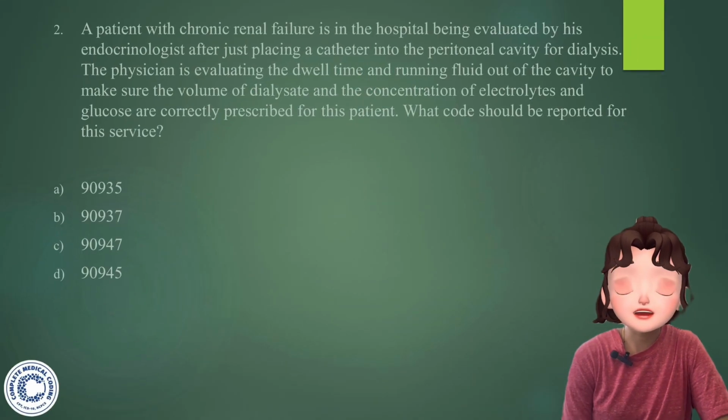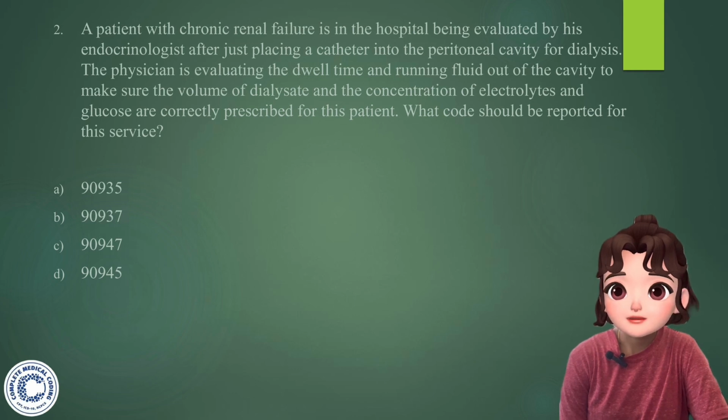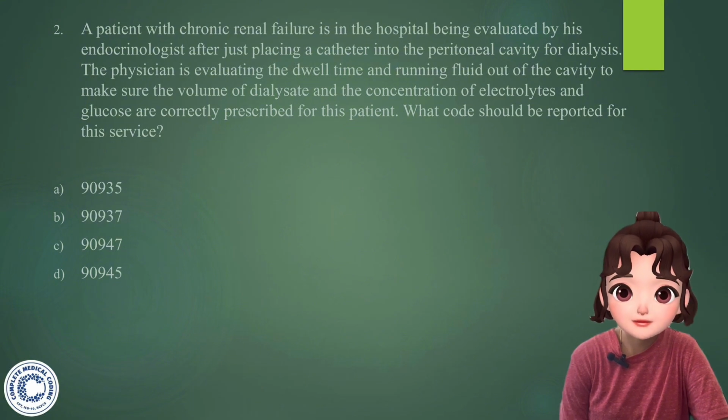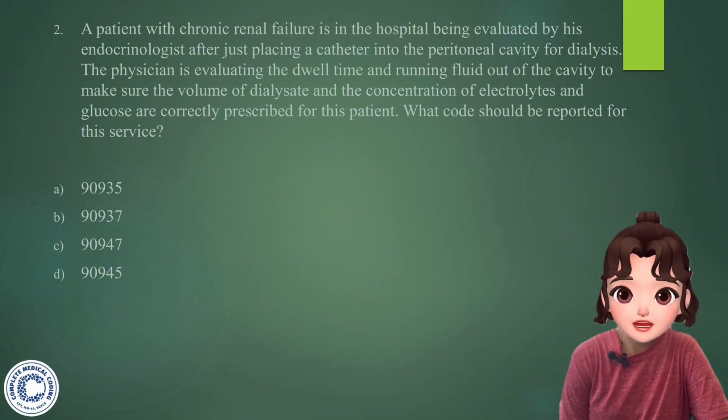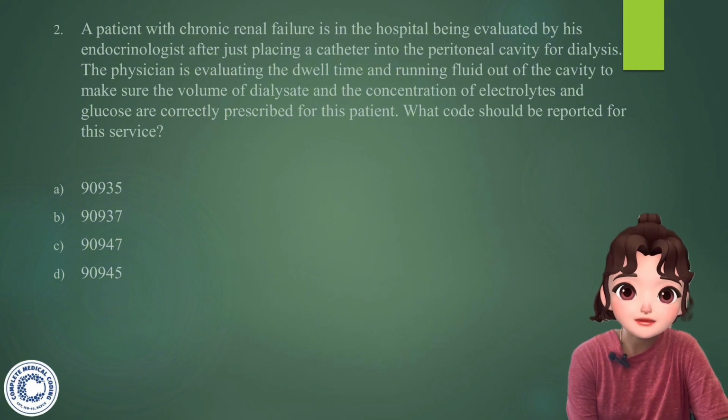A patient with chronic renal failure is in the hospital being evaluated by his endocrinologist after just placing a catheter into the peritoneal cavity for dialysis. The physician is evaluating the dwell time and running fluid out of the cavity to make sure the volume of dialysate and the concentration of electrolytes and the glucose are correctly prescribed for this patient. What code should be reported for this service?